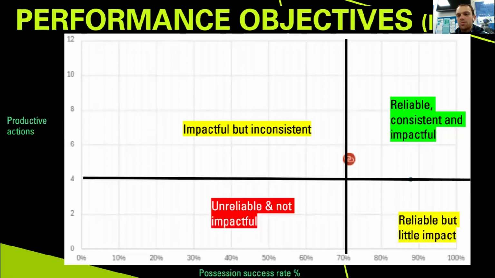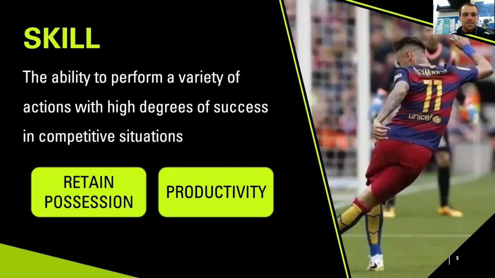And if you're able to do all three of these things, then you're going to be a reliable, consistent, and impactful performer on the pitch. One of the key determinants to determine how productive and how reliable you can be in possession is to do with skill and how skillful you are as a player. And we defined earlier that skill is the ability to perform a variety of actions with high degrees of success in competitive situations.